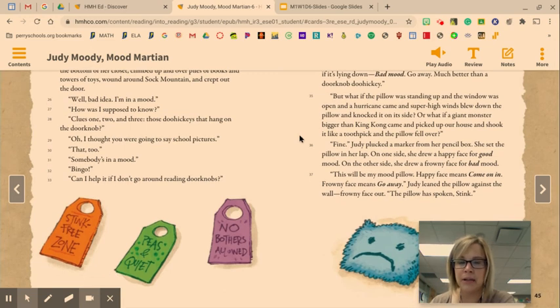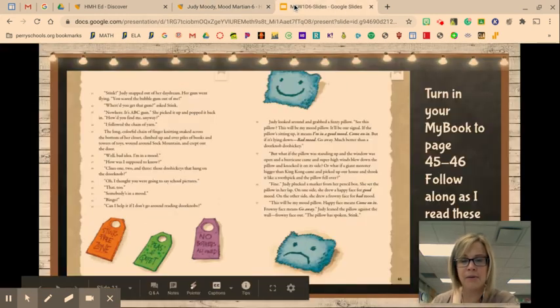"Fine." Judy plucked a marker from her pencil box. She set the pillow in her lap. On one side, she drew a happy face for good mood, and on the other side, she drew a frowny face for bad mood. "This will be my mood pillow. Happy face means come in. Frowny face means go away." Judy leaned the pillow against the wall. "Frowny face out. The pillow has spoken." Stink.